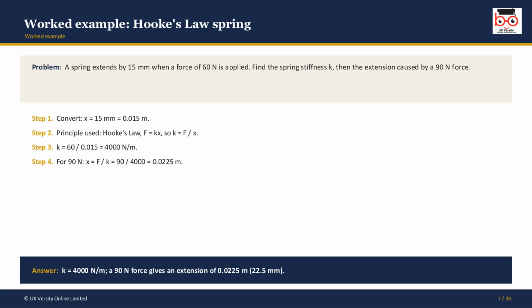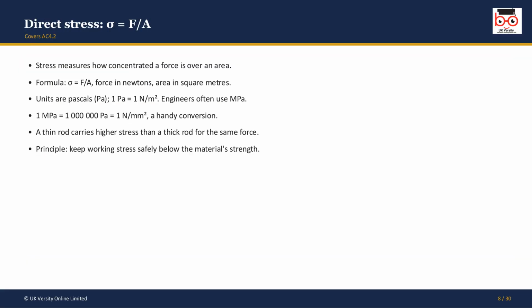Let's work an example. A spring stretches by 15 millimeters when a 60 Newton force is applied, and we want its stiffness, and then the extension under 90 newtons. First, convert the extension to meters. 15 millimeters is 0.015 meters. By Hooke's law, the stiffness K is force over extension, 60 divided by 0.015, which is 4,000 newtons per meter. Then for a 90 Newton force, the extension is force over K, 90 divided by 4,000, which is 0.0225 meters, or 22.5 millimeters.